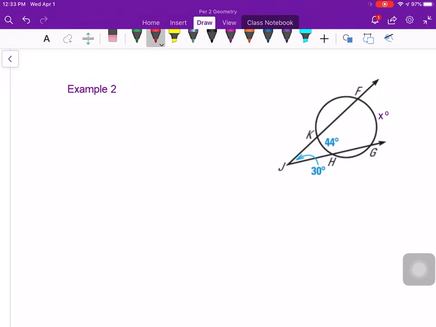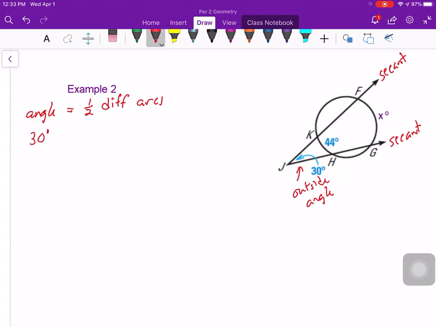Let's look at another example. Example 2. Now, in example 2, it looks like we have a secant. This one would be a secant. And this is another secant. It's still an outside angle because it's outside of the circle. So the angle is going to be equal to half the difference of the arcs.